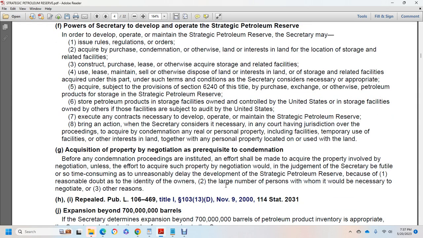Acquisition of property: negotiation as prerequisite to condemnation. Before any condemnation proceeding is instituted, an effort shall be made to acquire the property involved by negotiation, unless the effort would, in the judgment of the Secretary, be futile or sometimes consuming, causing unreasonable delay of the development of the Strategic Petroleum Reserve because of: (1) reasonable doubt concerning identified owners; (2) the large number of persons with whom it would be necessary to negotiate; and (3) other reasons.